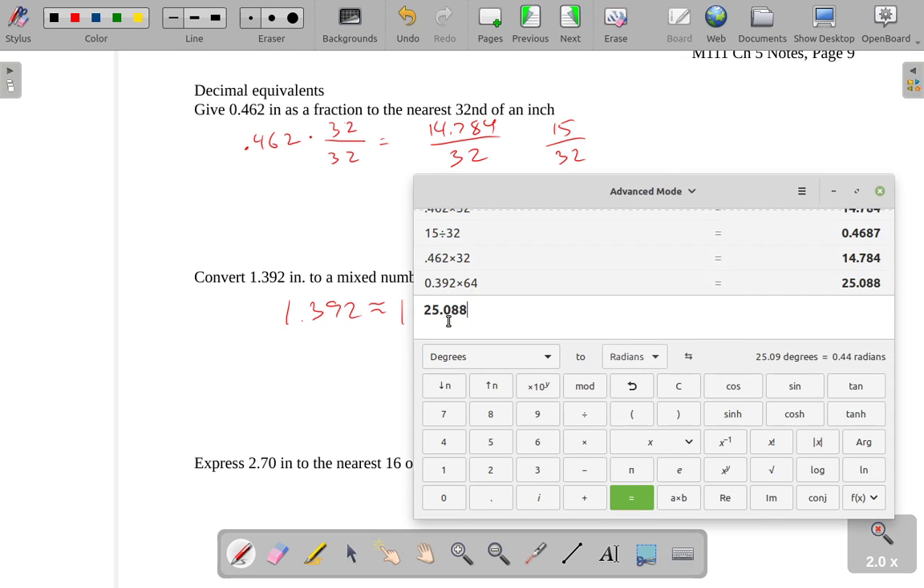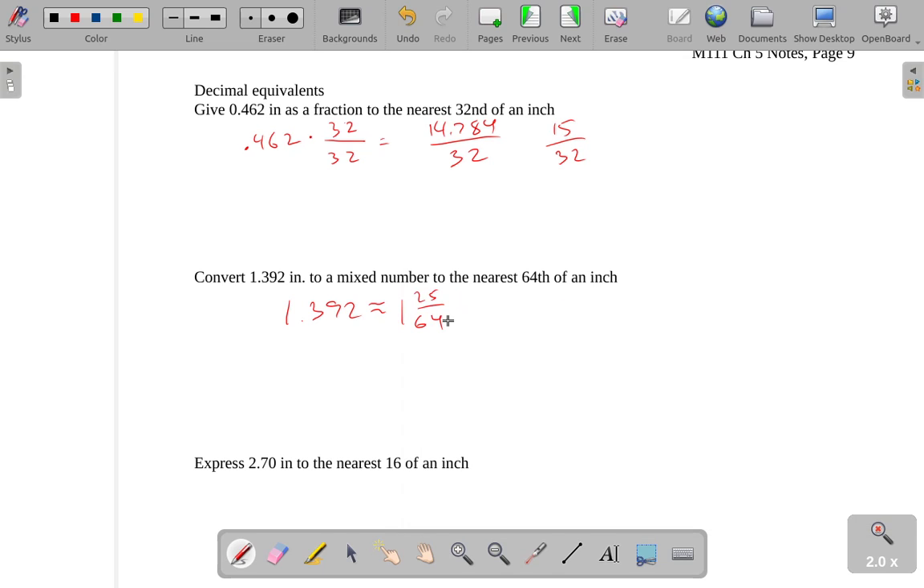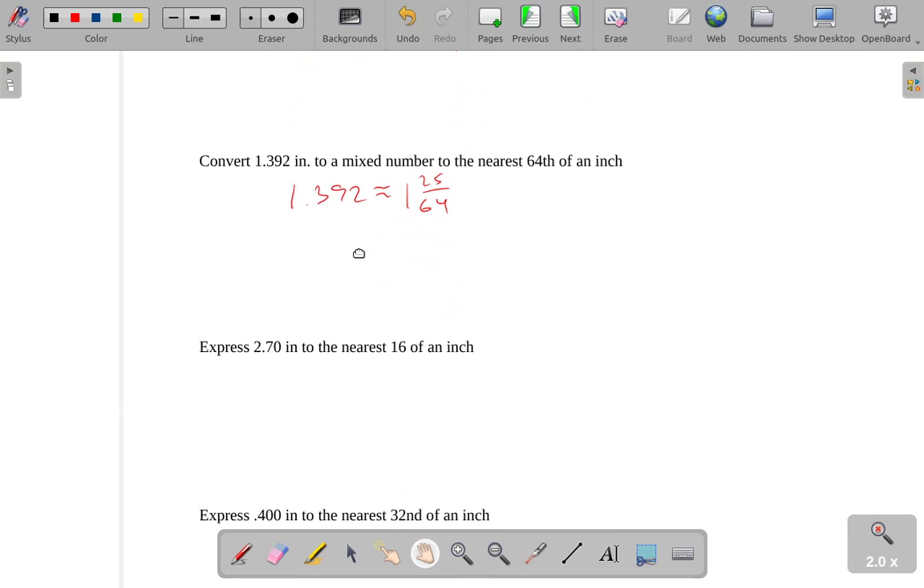And you can double check your work here. 1 plus 25 over 64, you can check to see what number that is, and you can see that's quite close to this 1.392 that we started with. It's 1.3906. Of course, we're not going to be able to get it exact because we're talking about the 64th of an inch. This is to the nearest thousandth of an inch. But we're quite close, actually.